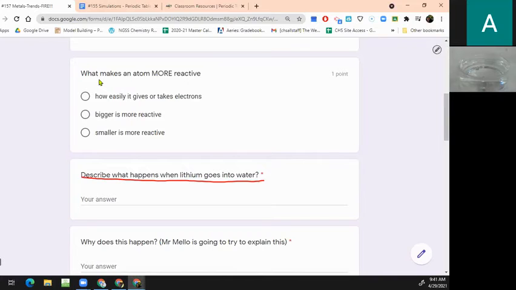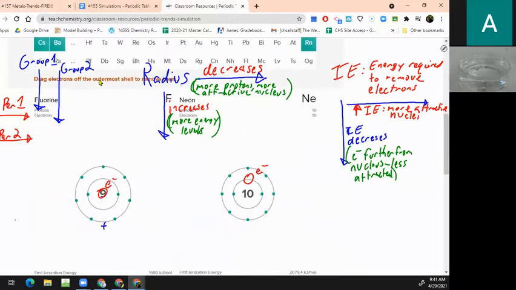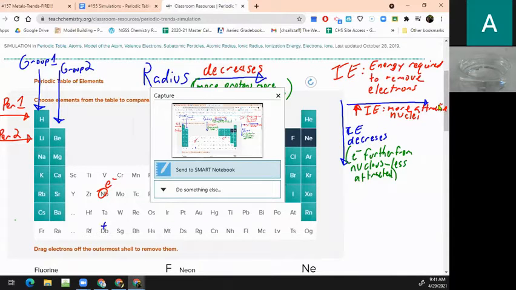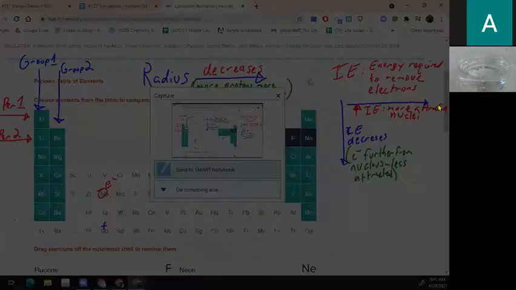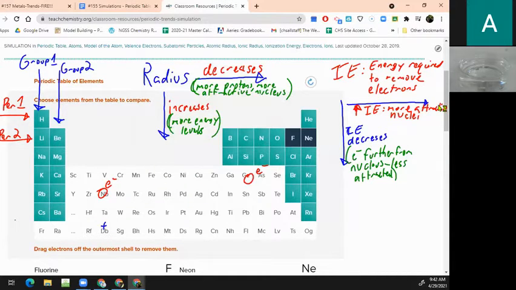Lithium has, oh, you know what? I'm going to take a screenshot of this just because I can. I think I can. No, I can't. I don't have that software anymore. It's going to tell me I can't do that.